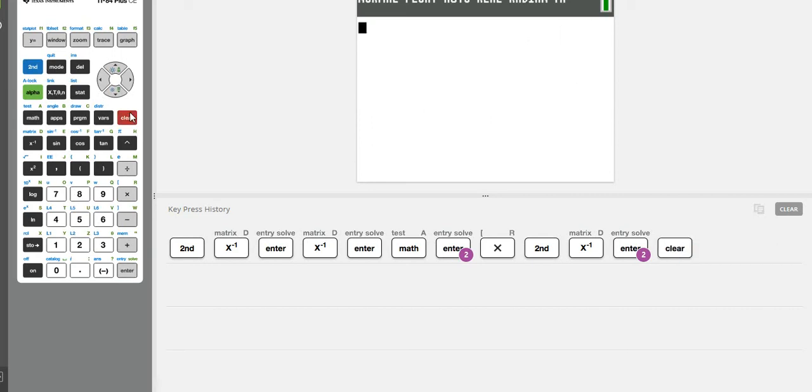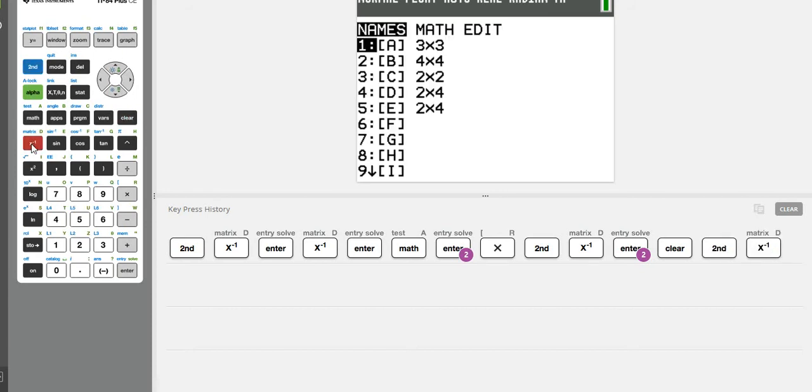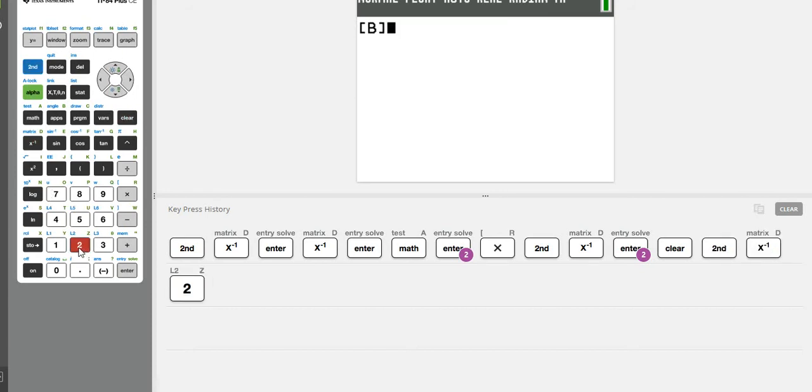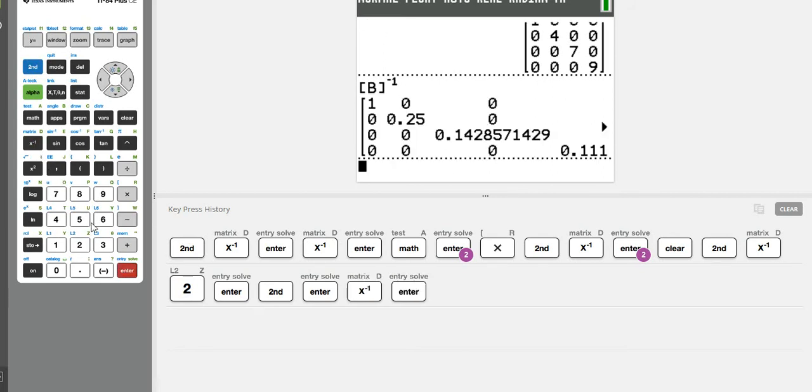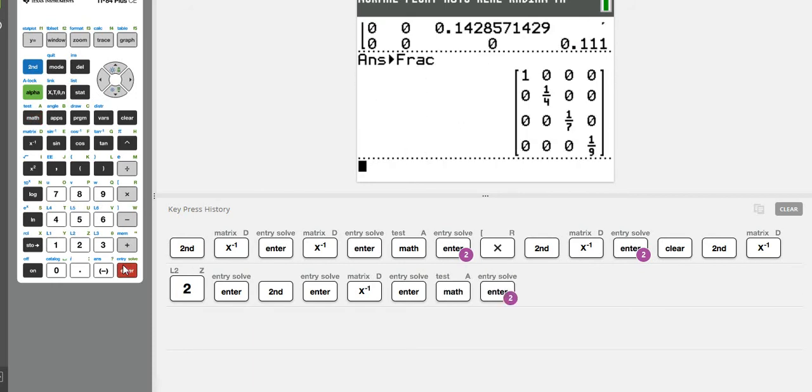All right. How about the other one? Matrix D, or matrix B, I should say. There's our matrix. If I hit the inverse key, yeah, looking kind of ugly. Hit the math key, answer the fraction. There we go. That's the inverse of our matrix. And there's a nice follow-up question to this that's in your homework.